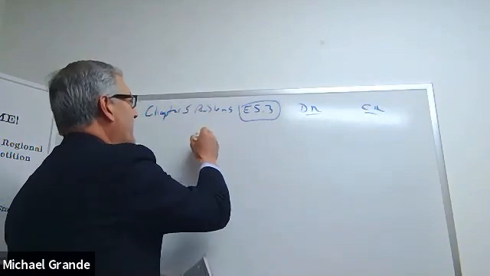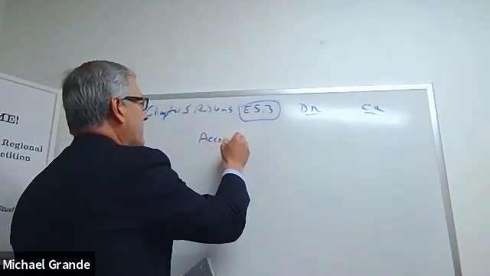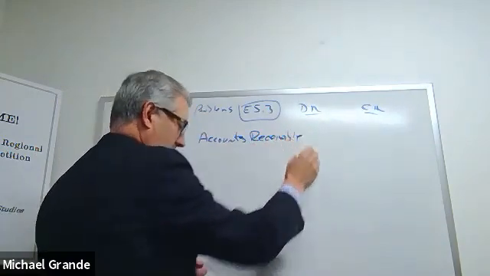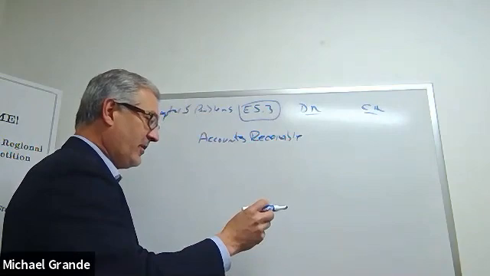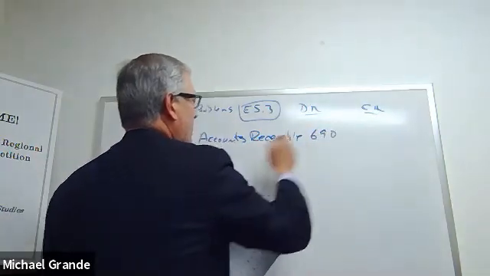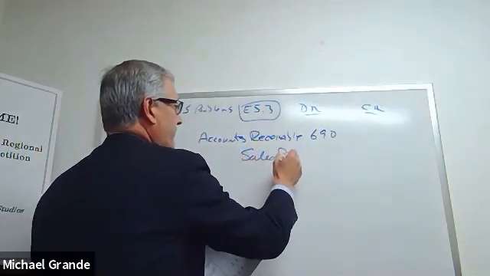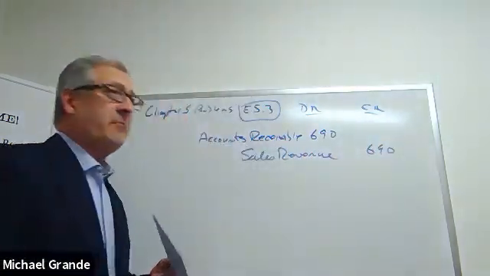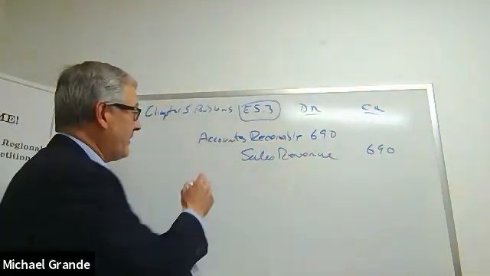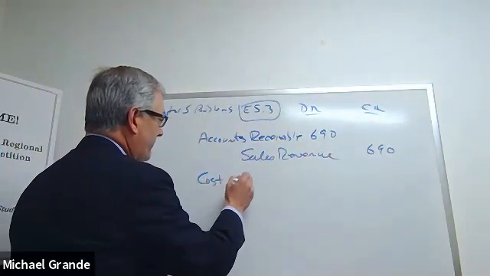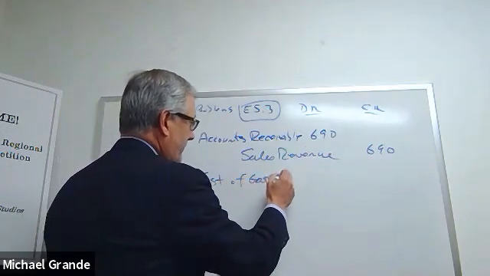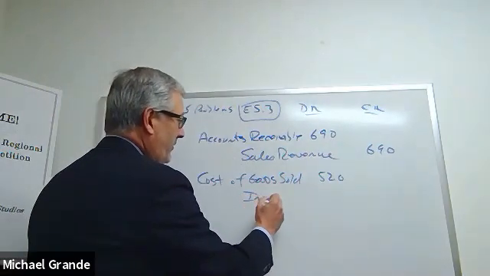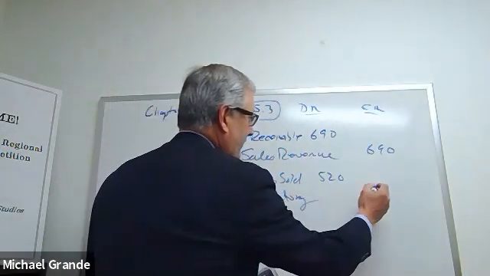So we're going to record the sales as accounts receivable for $690, credit sales revenue for $690, but we also need to record the cost of the sales. So we have debit to the cost of goods sold for the $520, and it comes out of inventory for $520.